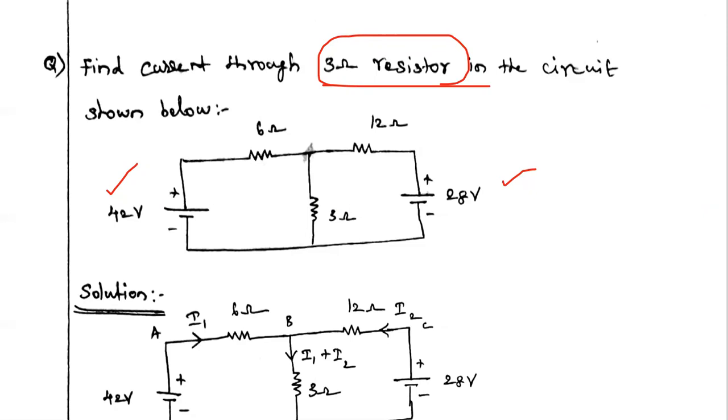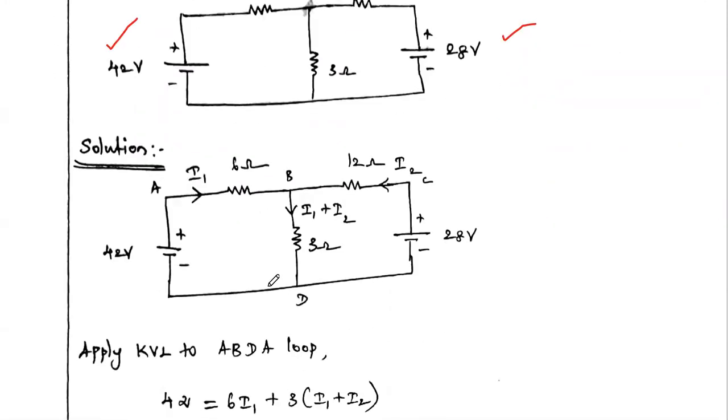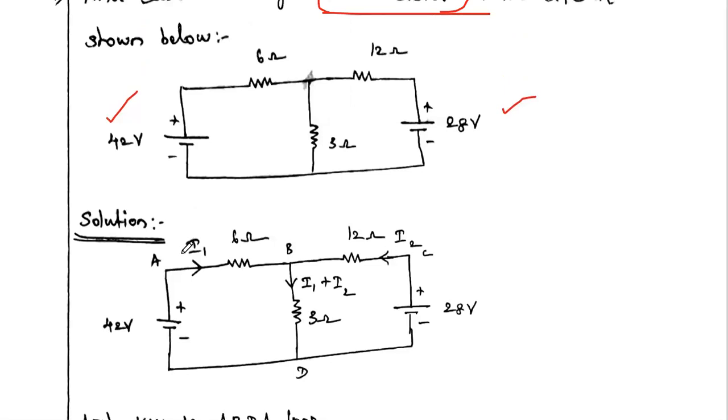Here the method is not mentioned. That is, whether to solve using mesh analysis or nodal analysis, no method is mentioned, so we may use any method. Here we are just going to write the KVL equations and find the current flowing through the 3 ohm resistor. In order to write the KVL equations, first we have to mark the current flowing through each branch.